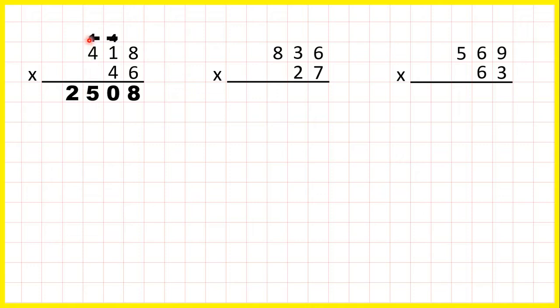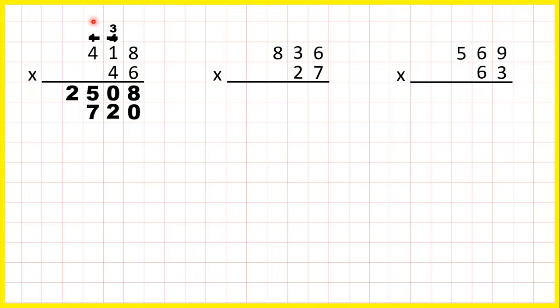Now we cross out our working and write a 0 in the ones column of our second answer line. So now we're multiplying 8, 1 and 4 by the 4 digit. So 8 times 4 is 32, that's 3, 2. 1 times 4 is 4, plus 3 is 7. And 4 times 4 is 16.